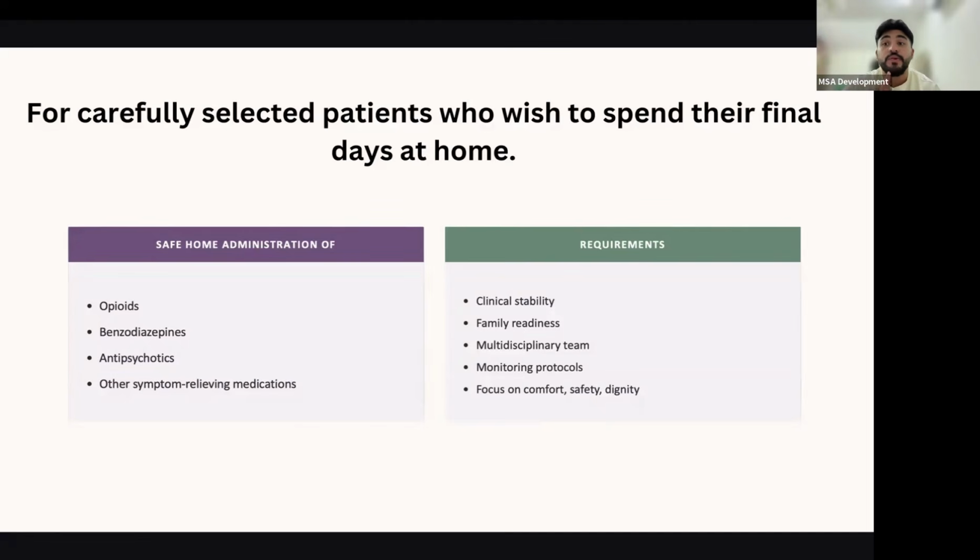Sometimes families are not ready, so we need to assess readiness. Okay, we need to monitor continuously. We need to make sure that the patient is safe, the patient is at appropriate comfort levels, you know, and there is some sort of clinical stability at home.